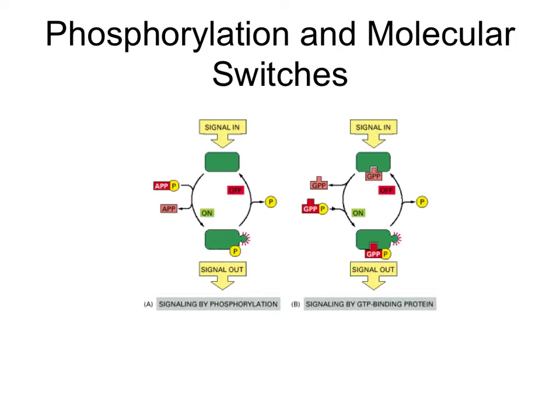The other main class of molecular switch involves GTP-binding proteins, shown here. In this case, the switch is to an active state when GTP is bound. There's no hydrolysis occurring, just the whole GTP being bound, and that turns it on. When the phosphate gets released and it's GDP, that turns it off.